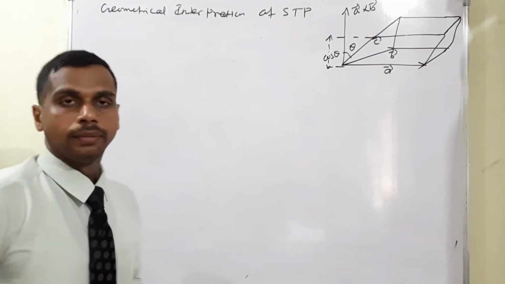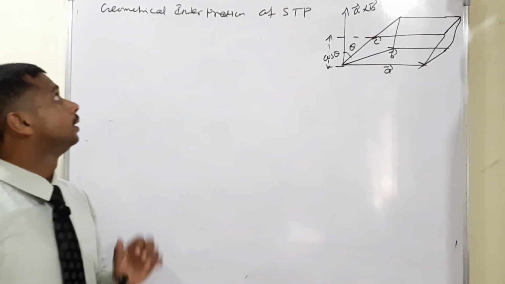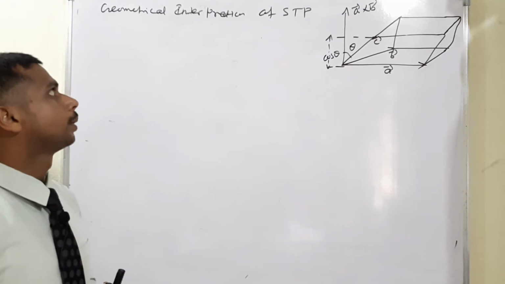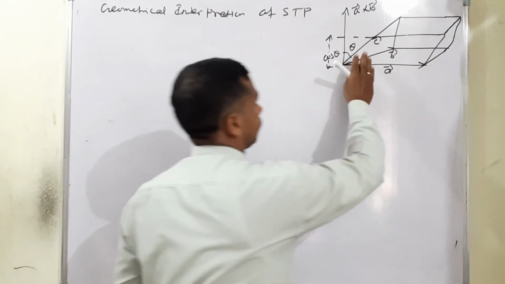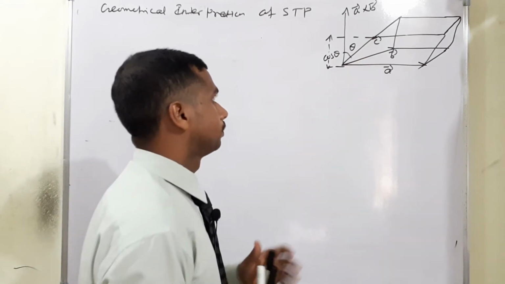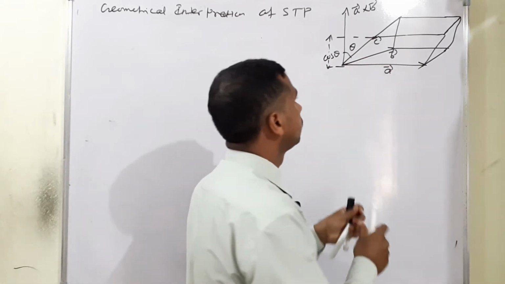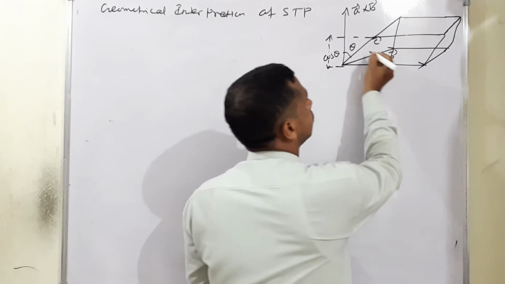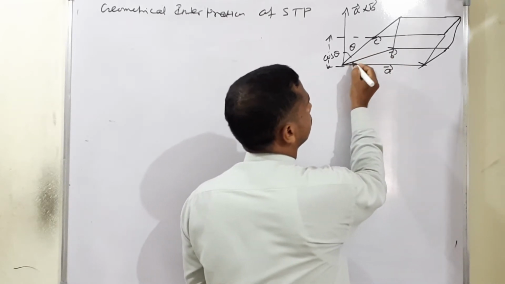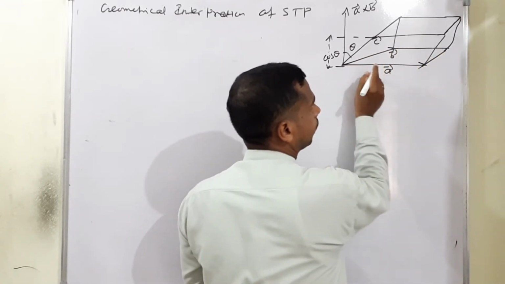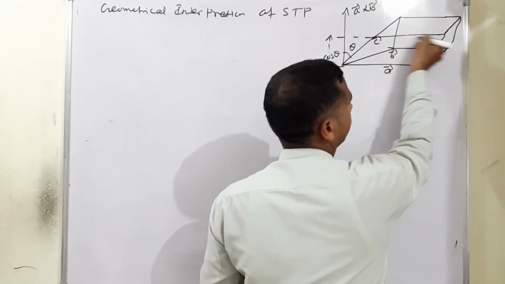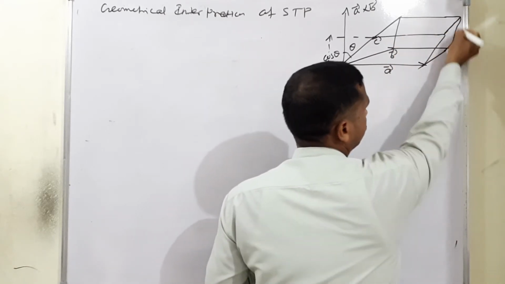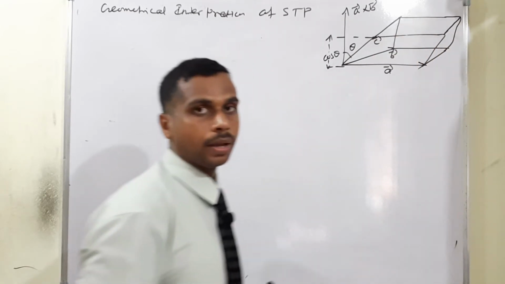Before moving to Theorem 6.2, one of the important terms is the geometrical interpretation of the scalar triple product. For your understanding, each and every part here is parallel, isn't it? This is a four-sided figure, that is called a parallelogram. Another side also is a parallelogram. So each and every face is a parallelogram.